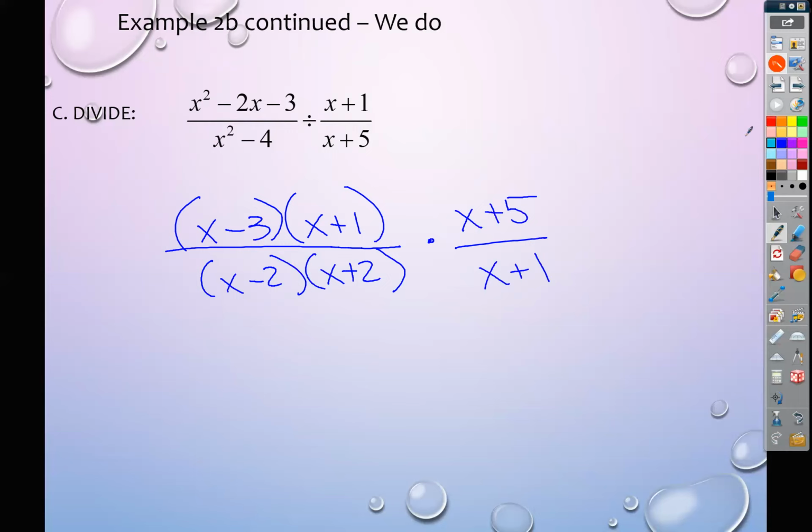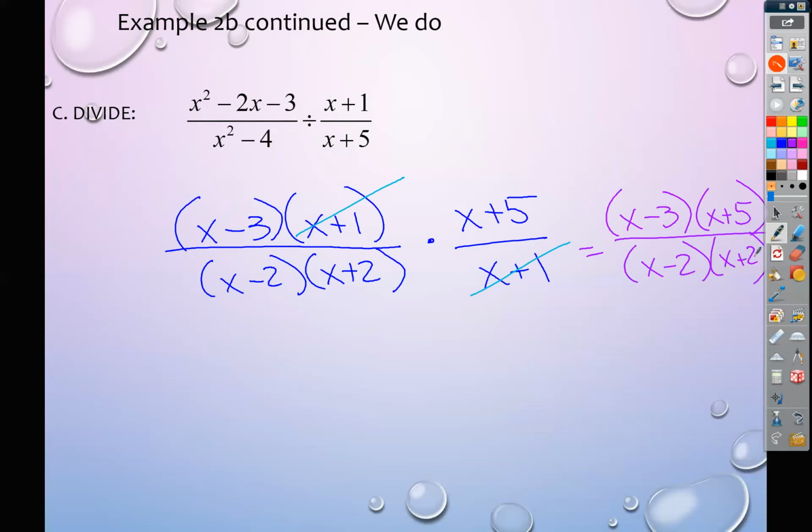Now I'm going to cancel out, so I can simplify this x plus 1 with this x plus 1. Can I do anything else? No, I can't. Sometimes you can't do that much. So you would write your answer as x minus 3 times x plus 5 over x minus 2 times x plus 2. You do not have to go back and multiply all that stuff again. Just leave it like that, and that's good.